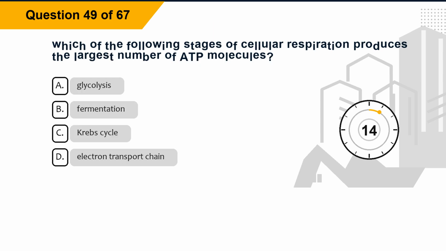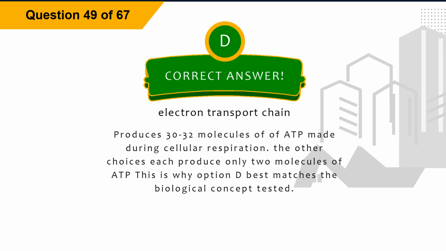Question 49. Which of the following stages of cellular respiration produces the largest number of ADP molecules? Option A, glycolysis. Option B, fermentation. Option C, Krebs cycle. Option D, electron transport chain. The correct answer is option D, electron transport chain.